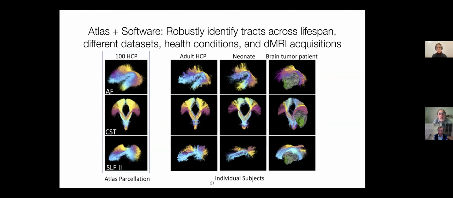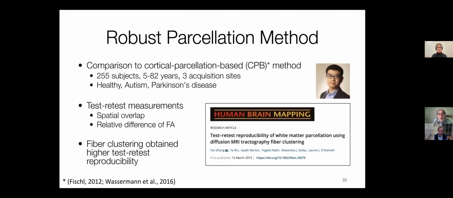This is a clinical quality scan with a brain tumor shown in green and surrounding edema shown in gray. So even in challenging cases, we are able to identify large white matter tracts in the majority of cases. So why does it work as well as I claim? Basically, it's a robust parcellation method.